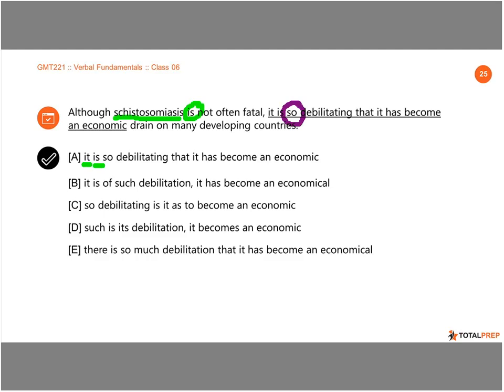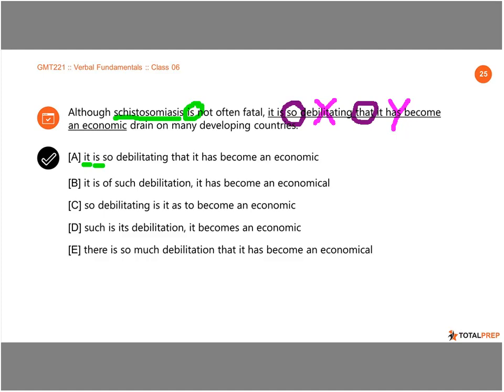And there's another idiom for you guys. It's "so debilitating that." So it's "so X that Y." That's the way I can see it, right? Because since it's an idiom, it must work that way. Okay, so it's so debilitating that it has become an economic drain on many developing countries.